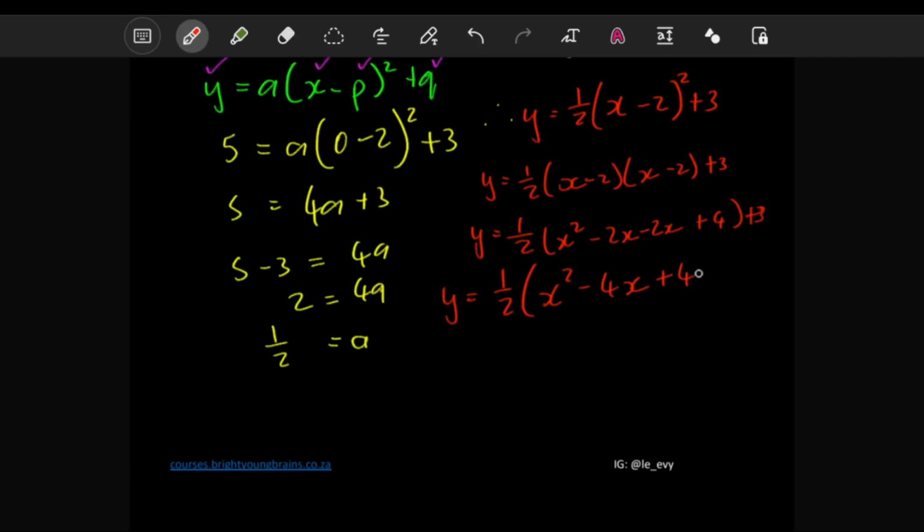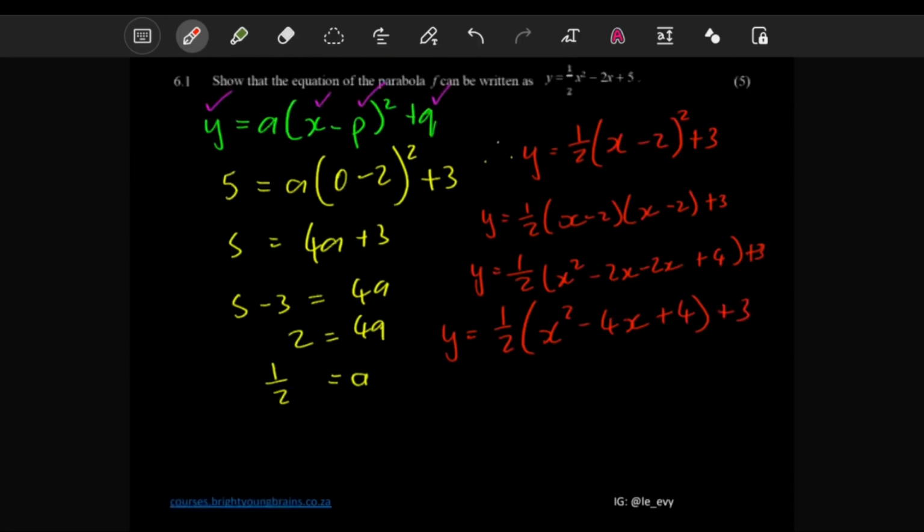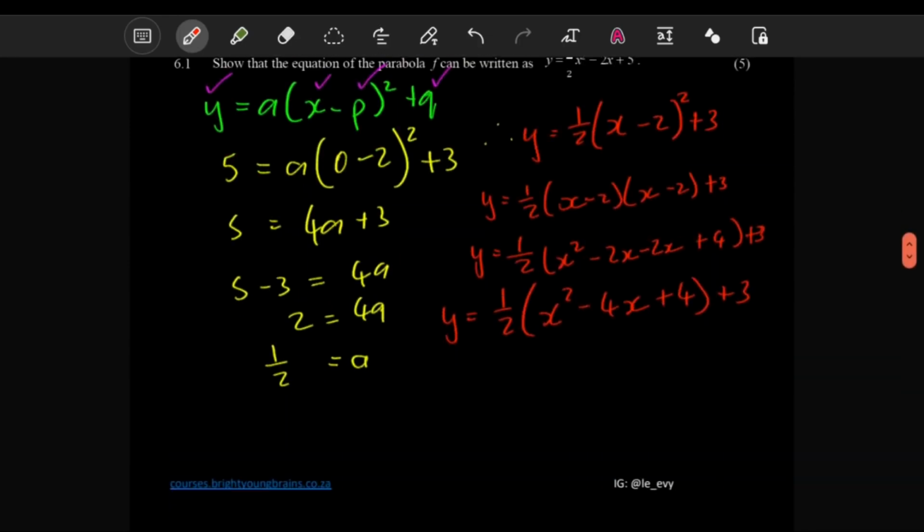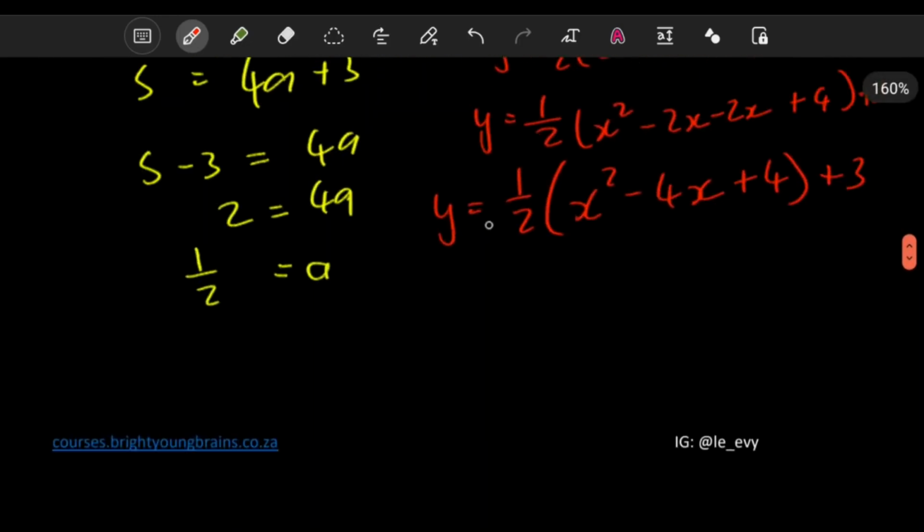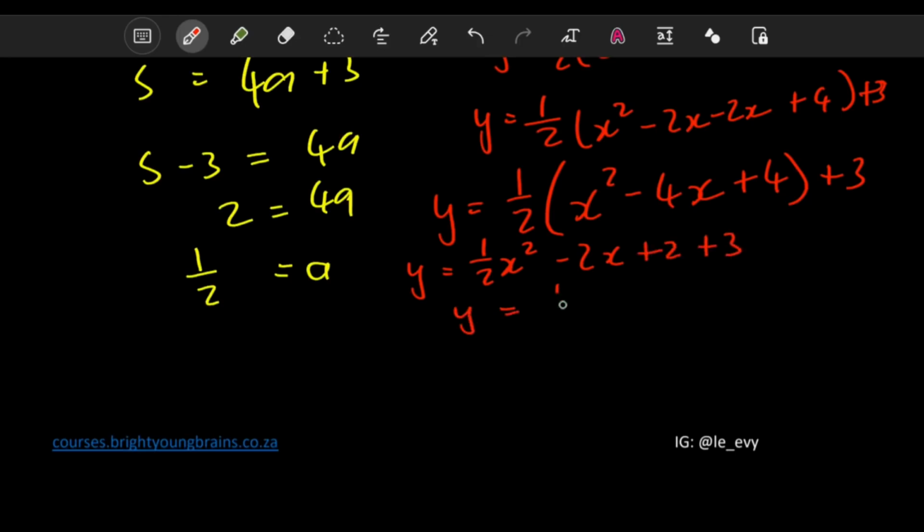Keep the plus 3 out, because you're going to mess up if you don't put the brackets, you see. Now this tells you that you're just going to multiply the half inside. That's going to be a half x squared, and then negative 2x, and then positive 2. And then the 3 can come into play now. And then this is your final answer.